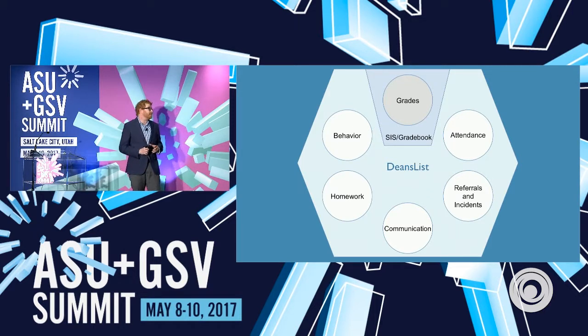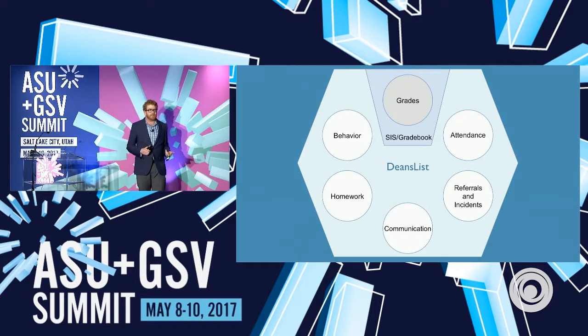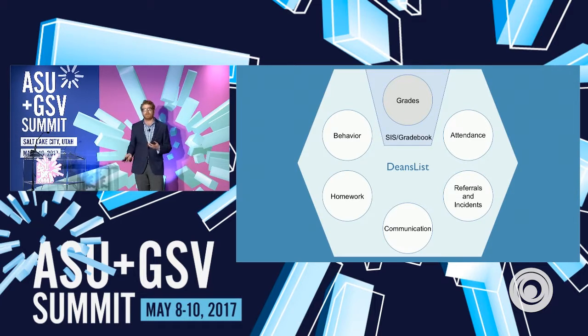Right now, all of this data exists in different places. Grades lives in a student information system. Behavior, attendance, and homework, it's often tracked in Google Docs and Excel spreadsheets. It's incredibly inefficient. Referrals to the office and parent communication, if it's tracked at all, it's on paper forms or in teachers' notebooks. None of this information talks to each other.